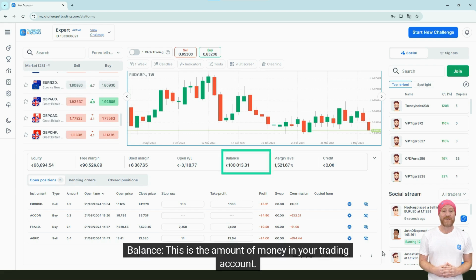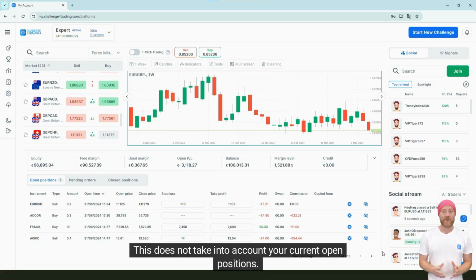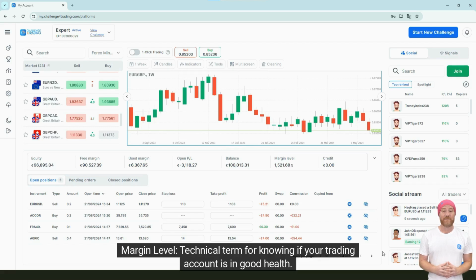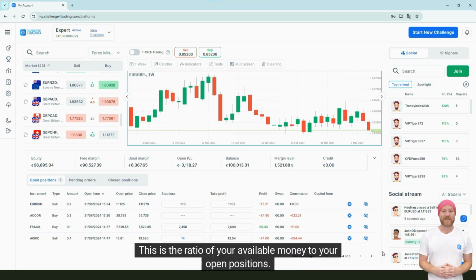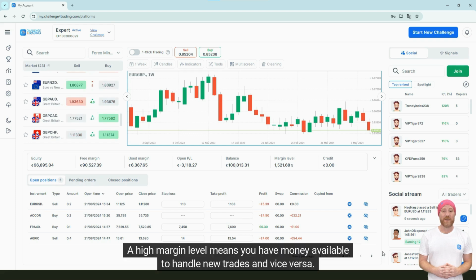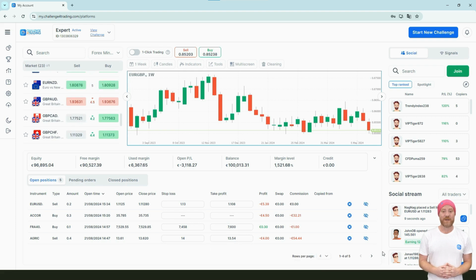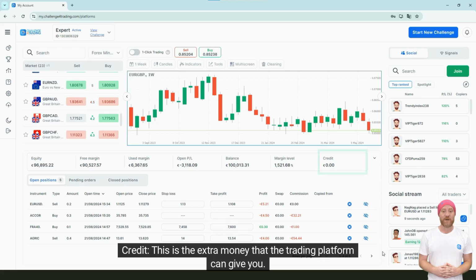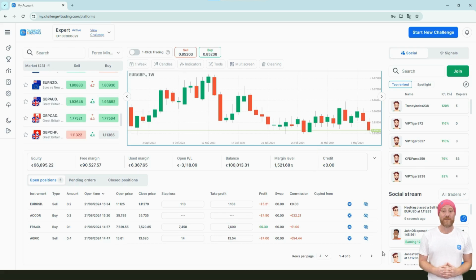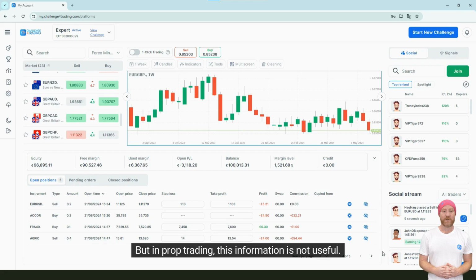Balance. This is the amount of money in your trading account. This does not take into account your current open positions. Margin level, technical term for knowing if your trading account is in good health. This is the ratio of your available money to your open positions. A high margin level means you have money available to handle new trades and vice versa. Credit. This is the extra money that the trading platform can give you. But in prop trading, this information is not useful.